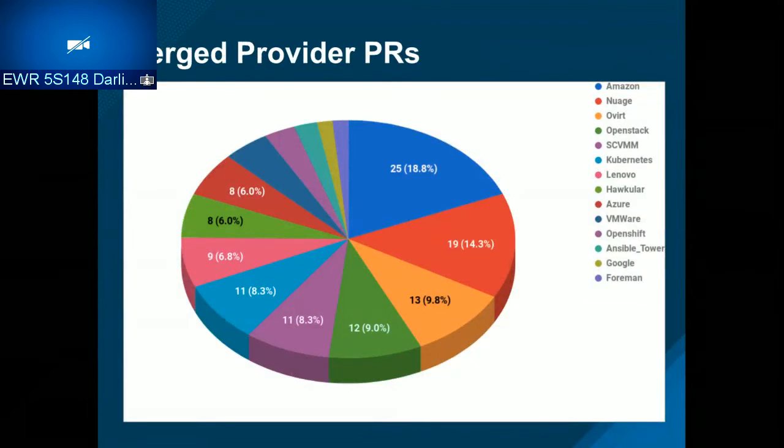So most merged pull requests this sprint came from Amazon, followed by Nuage, followed by oVirt. And incidentally, the cloud providers team focused on bug fixes this sprint. Some merged pull requests from the Azure provider combined with the Azure AmRest gem come to 16. And the pie chart illustrates the number of pull requests from the rest of the providers.